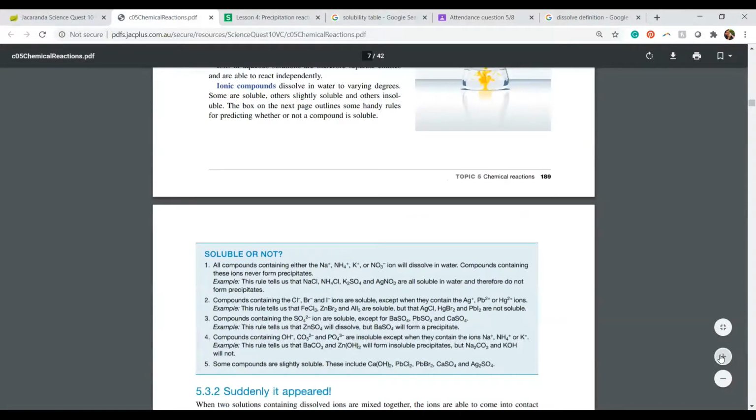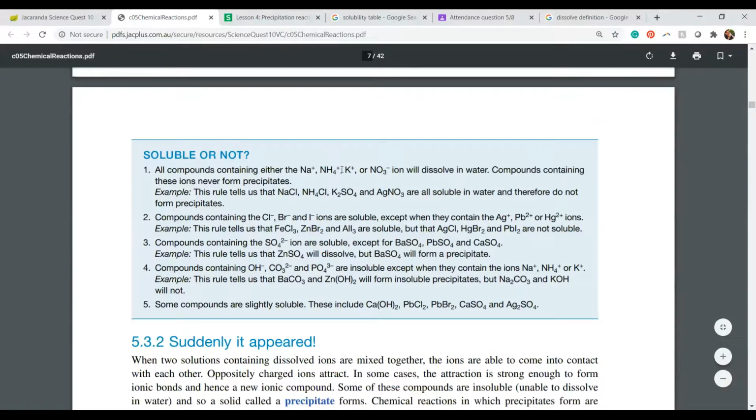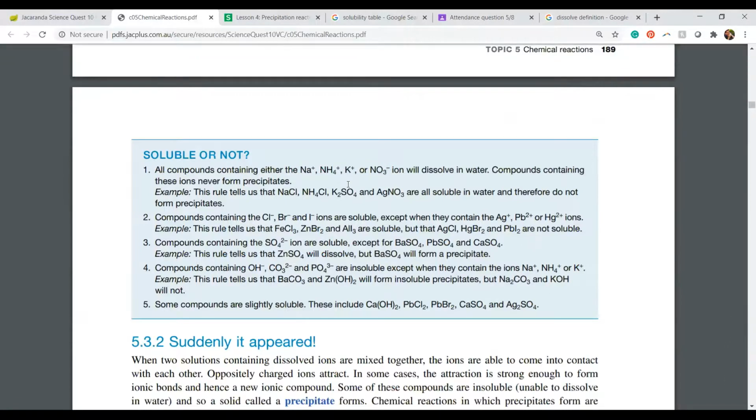Soluble or not, this is how they do it. They do it as a list of instructions. So they say all these compounds, NH4, K+, will dissolve in water. Notice how, again, this is almost complete, except it doesn't have lithium. I'm like, oh my God, you're killing me here. These ones, all things bonded to chlorine, bromine, except if they're bonded to these three, which is what I said. Sulfate, except for barium sulfate, lead sulfate, calcium sulfate, so just like what we did. And then I said some compounds are slightly soluble, and that's where that list I got from.